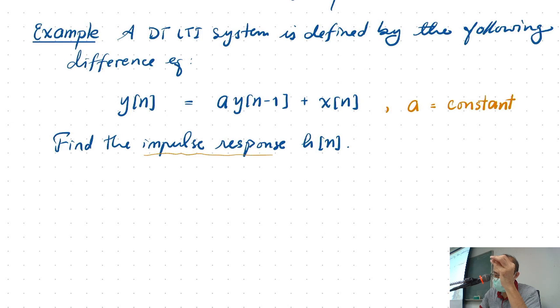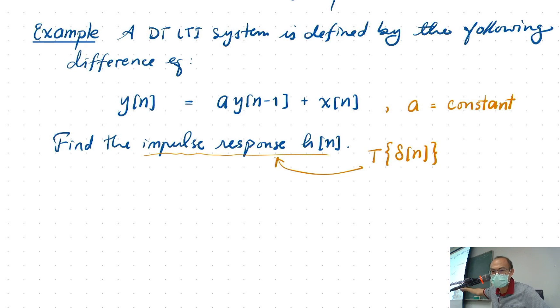So the impulse response is actually the value of the output when the input is the unit sample. This is what an impulse response really is. But this is not enough. It is not enough just to write this down as an impulse response. There is one more condition that you have to be aware of when you want to find the impulse response, and that is that all of the initial conditions of the system have to be zero.